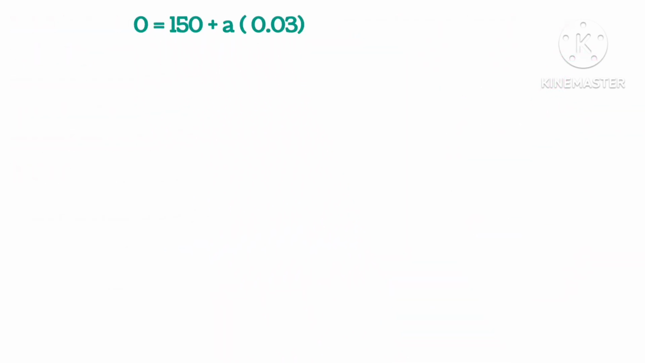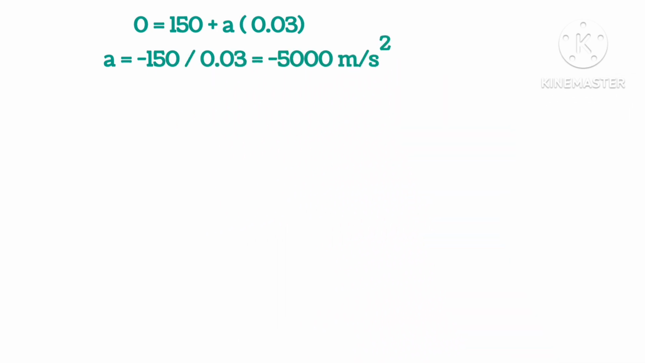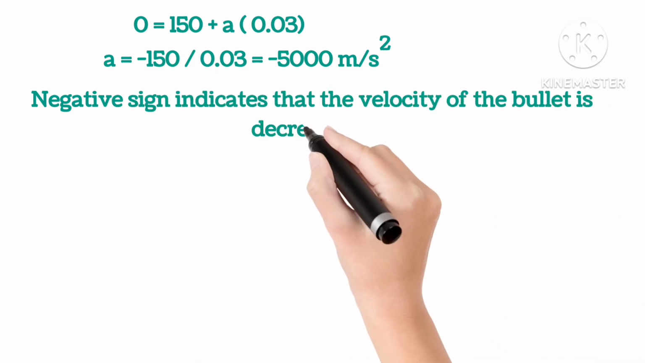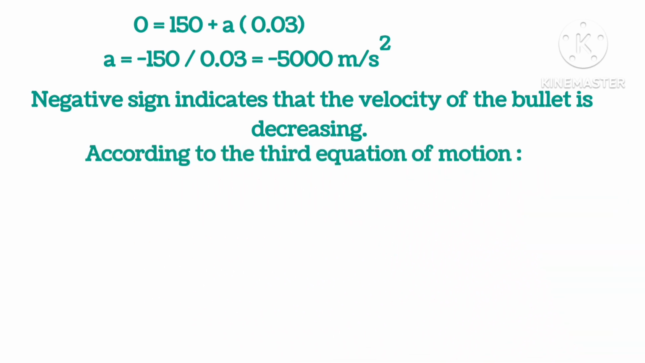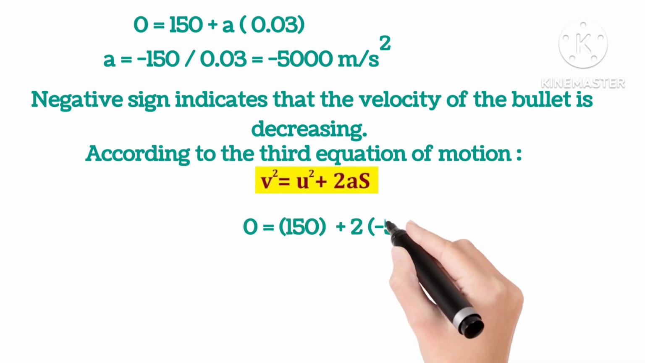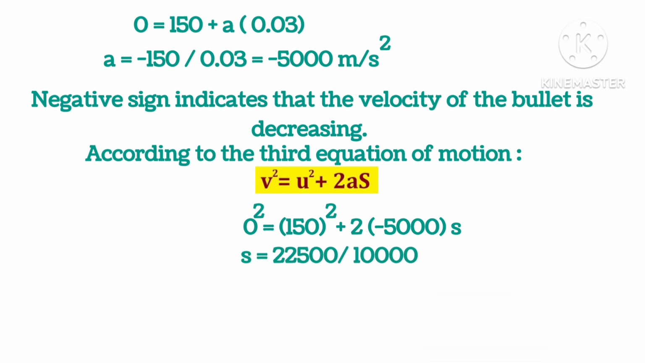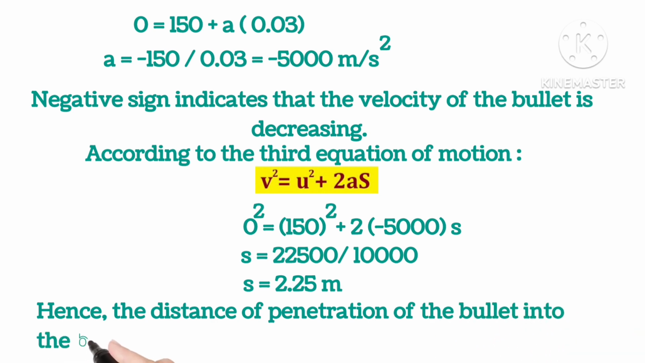Putting the values, we get acceleration equals minus 5000 meter per second square. The negative sign indicates that the velocity of the bullet is decreasing. According to the third equation of motion, v square is equal to u square plus 2as. Now putting the values here, we can find the distance, which is equal to 2.25 meters. Hence, the distance of penetration of the bullet into the block is 2.25 meters.